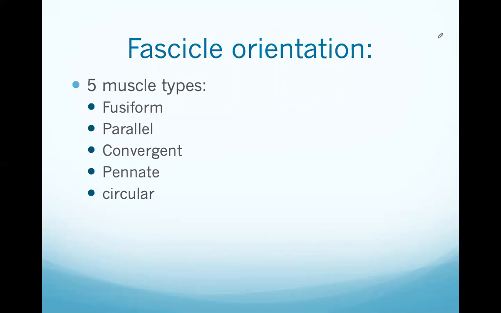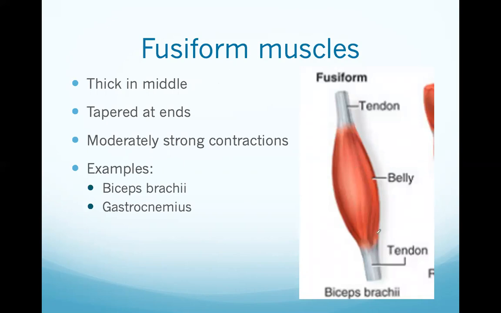Now here in this slide, you notice that it says fascicle orientation. How can the fascicles that form my muscle arrange themselves? There are five different ways of arranging themselves to make my whole muscle. They can form what we identify as fusiform, parallel, convergent, pennate, or circular. Some of the names are pretty self-explanatory. For instance, fusiform implies that the muscle is thick at the center and narrows down on either end. These types of muscles are moderately strong in terms of contraction.